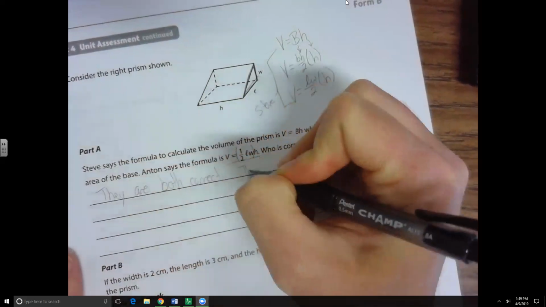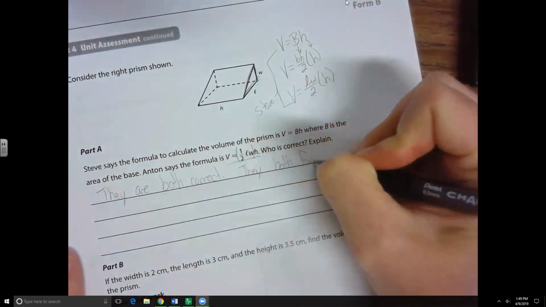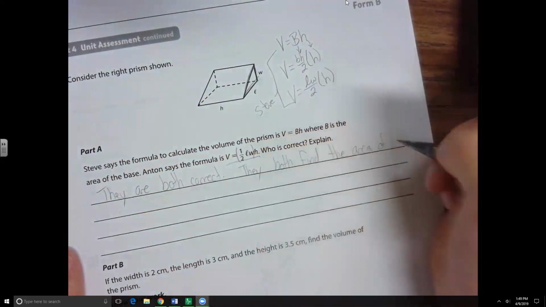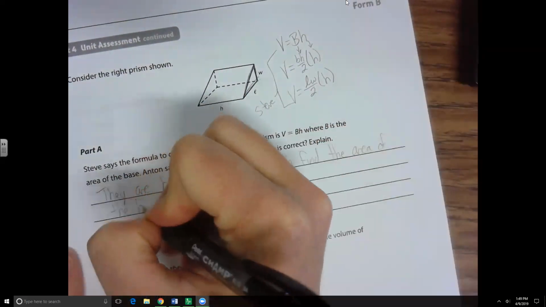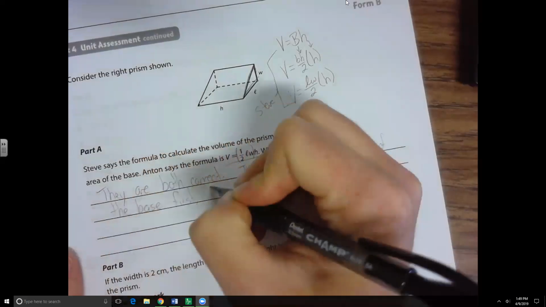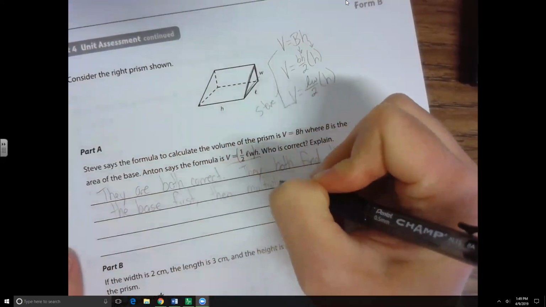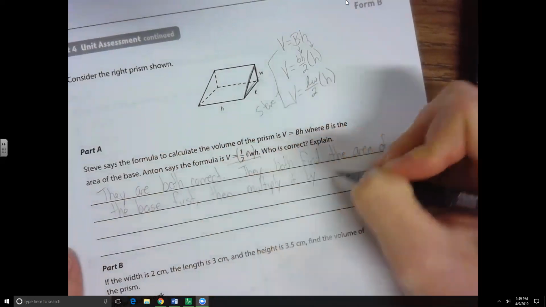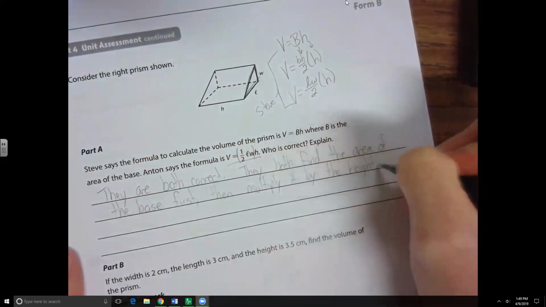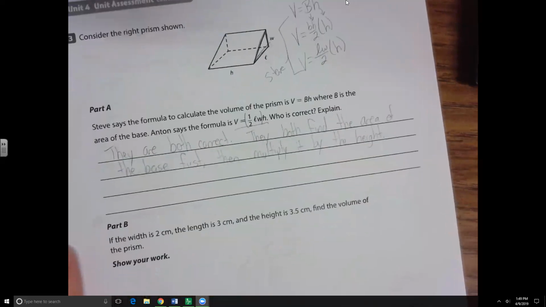And they're both correct because they both find the area of the base first, then multiply it by the height. Okay, and that's the height of the whole prism, so from one base to another base.